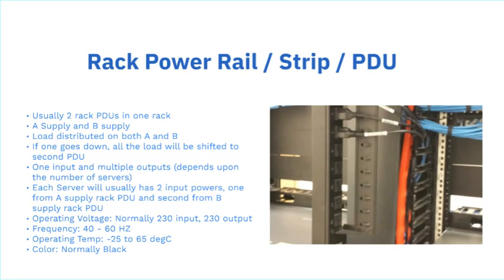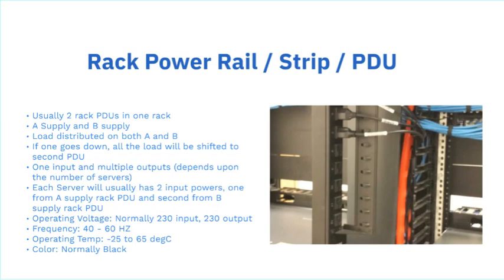But the important point is that in most data centers, they used to have redundancy. So it means we would have A and B supply in the server rack. If A supply goes down, then all the load will be shifted to B supply. So the A and B supply used to have, you can say, half of the load. It can be 40% or below 40% each. Each server usually has two input powers, one from the A supply rack PDU and the second from the B supply rack PDU.